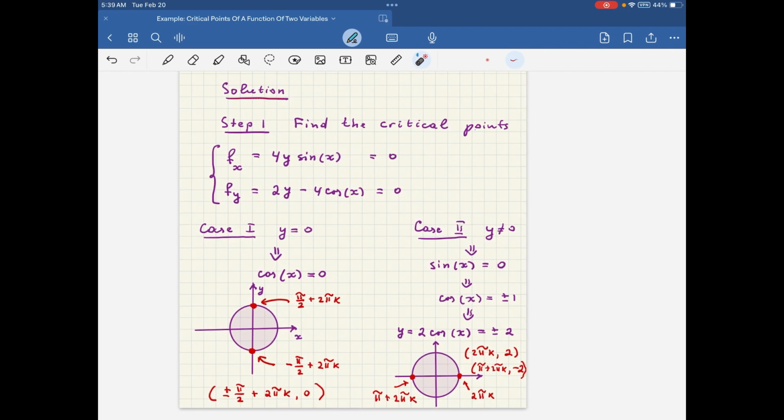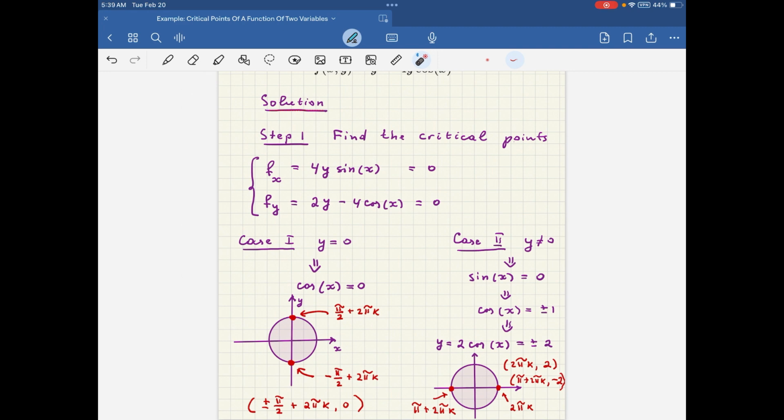And now we go to the second case, returning back to our first equation. Remember, for that derivative f sub x to equal 0, either y must be 0 or sine x must equal 0. And so we now come to the second case, where we assume that y is not equal to 0. Then we conclude that sine x must equal 0.